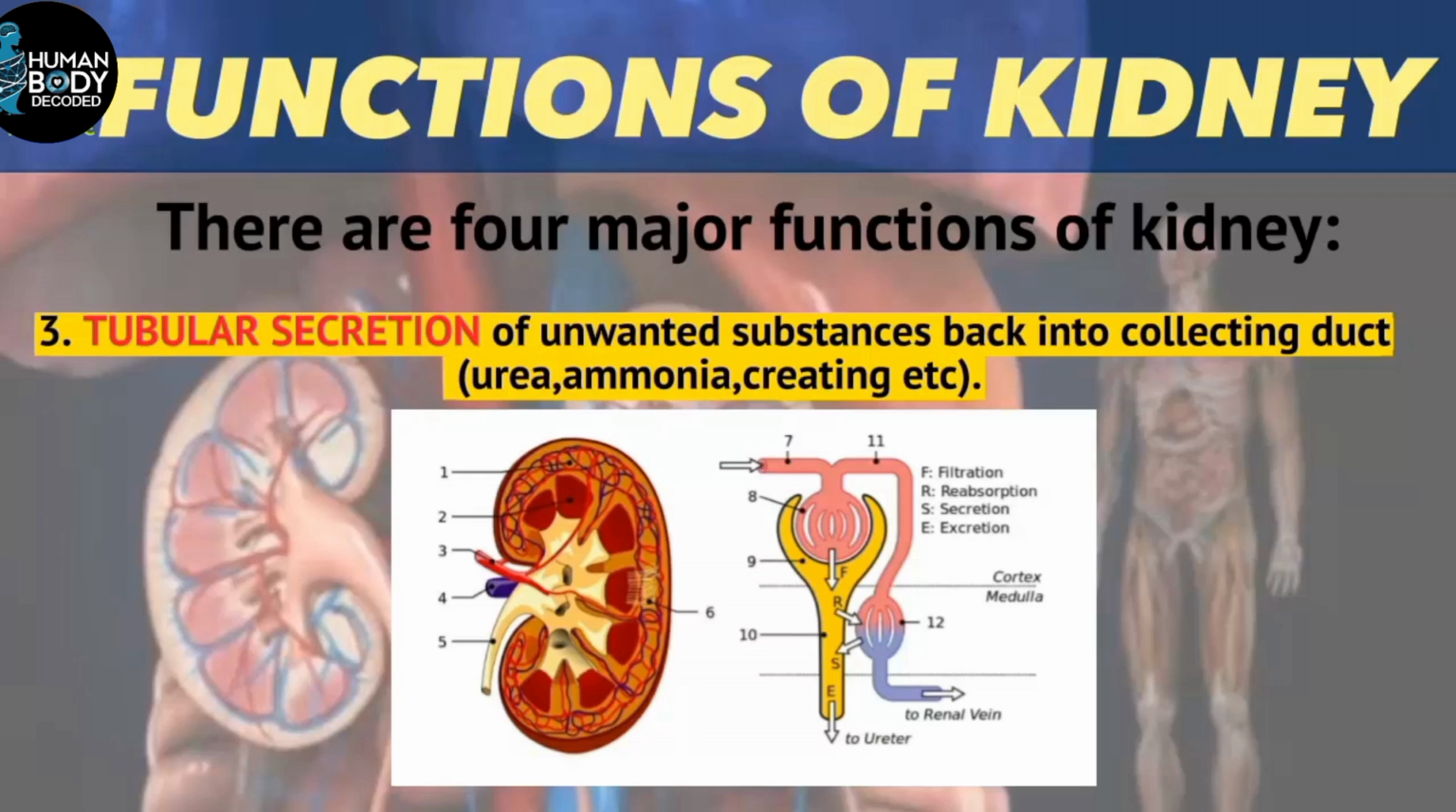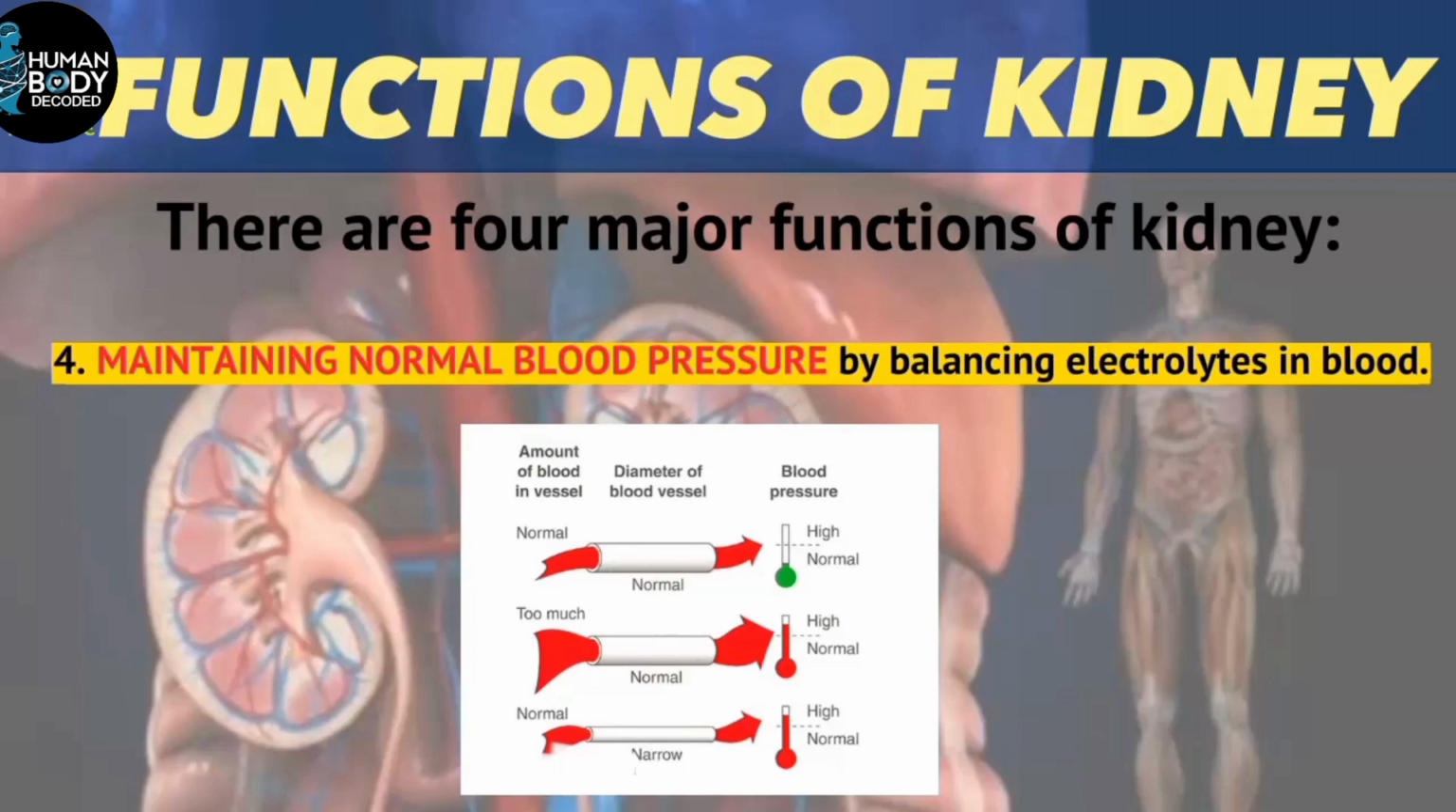The fourth function of the kidney is to help maintain normal blood pressure. There are several mechanisms by which blood pressure is regulated, and the kidney is one of the important organs involved in this process.